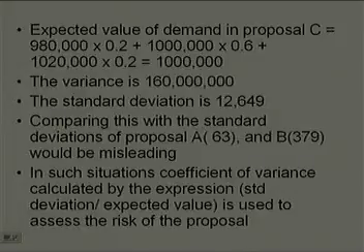Before that, you can calculate the expected value of demand for proposal C in your usual manner. It is given as 980,000 multiplied by 0.2 plus 1,000,000 multiplied by 0.6 plus 1,020,000 multiplied by 0.2. What you get here is the expected value of 1,000,000.